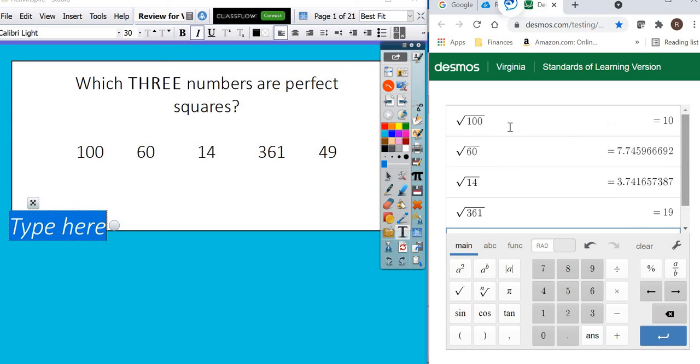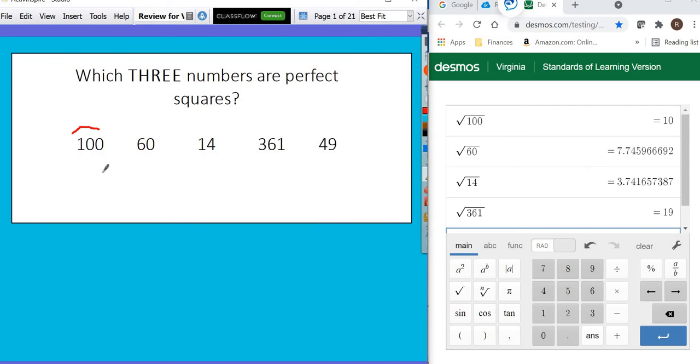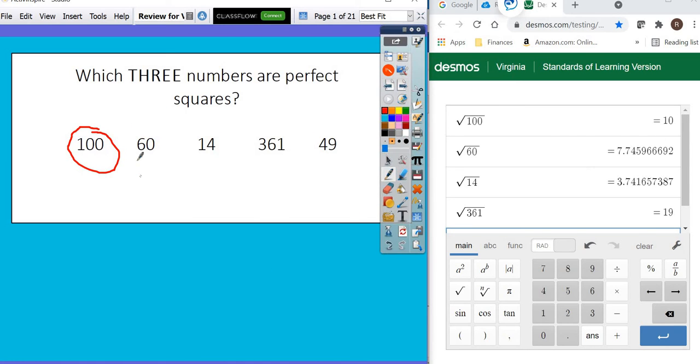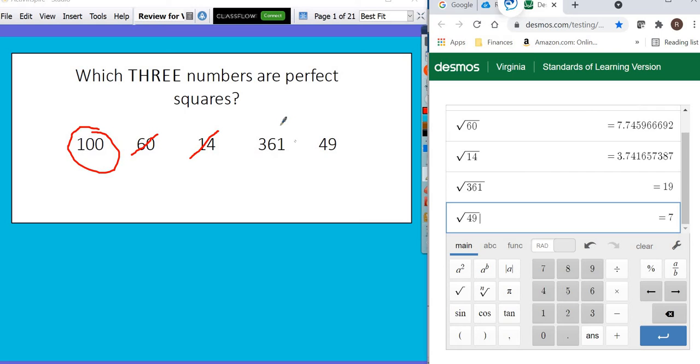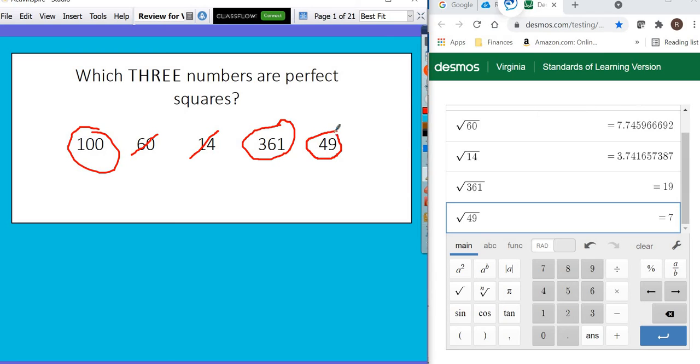So let's start at the top. The square root of 100 is 10. That means that 100 is definitely a perfect square. 60 gives you a decimal, so it is not a perfect square. The square root of 14 also gives you a decimal. It is not a perfect square. The square root of 361 gives you a 19, which is a beautiful number, no decimals, so it is a perfect square. And then the square root of 49 is 7, which is also a beautiful number, no decimals, so that means it's a perfect square.